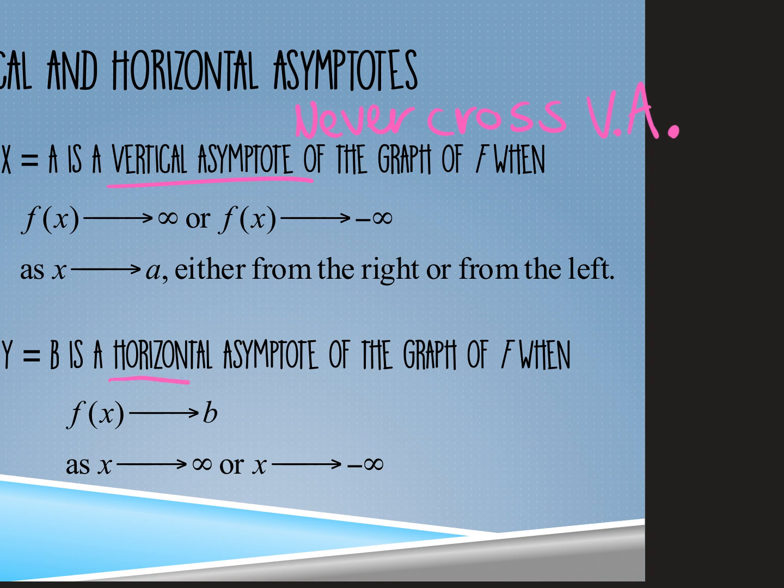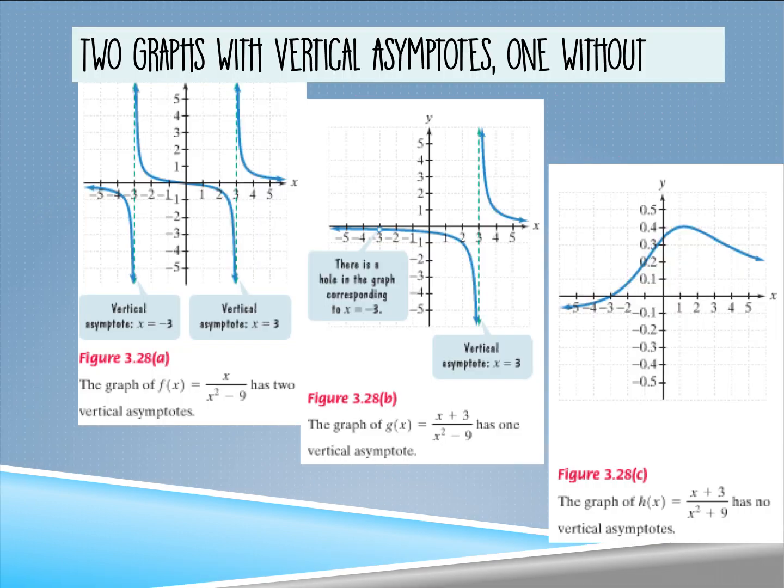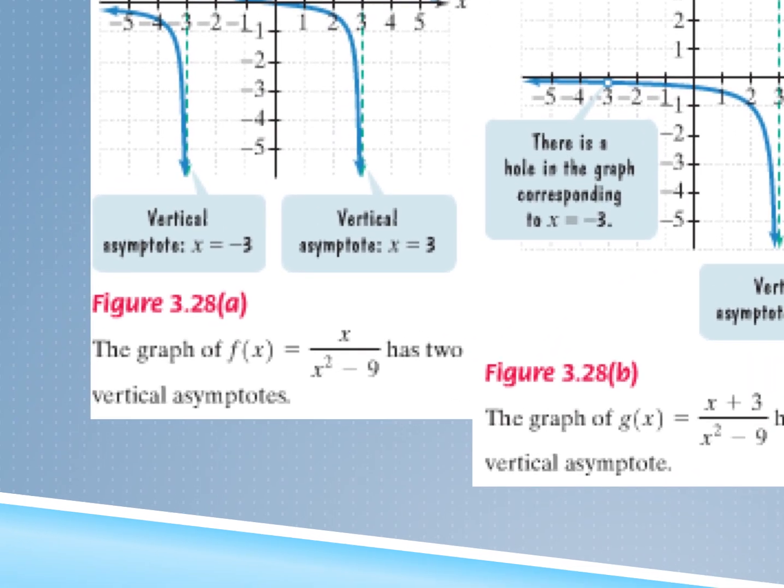But with a horizontal asymptote, we can maybe cross them. So horizontal goes sideways, vertical goes up and down. Think about a vertical asymptote as like a brick wall. You can't cross it. Horizontal asymptotes, we can possibly cross it. So our graphs can have 2, 1, or no vertical asymptotes. Remember, we find our vertical asymptotes the same way that we find our domain. We set the denominator not equal to 0.